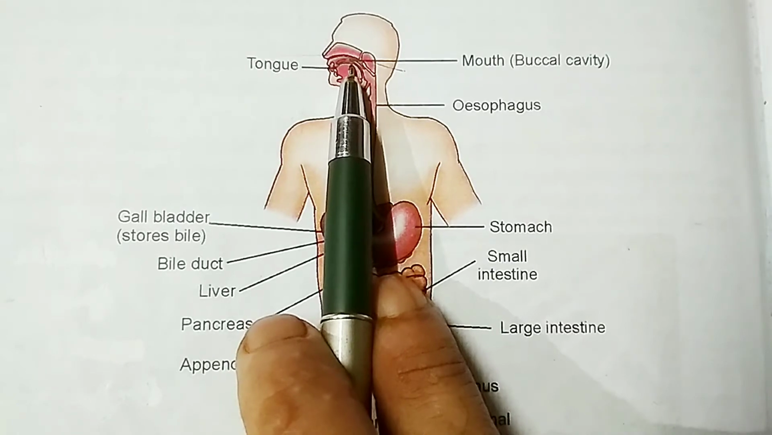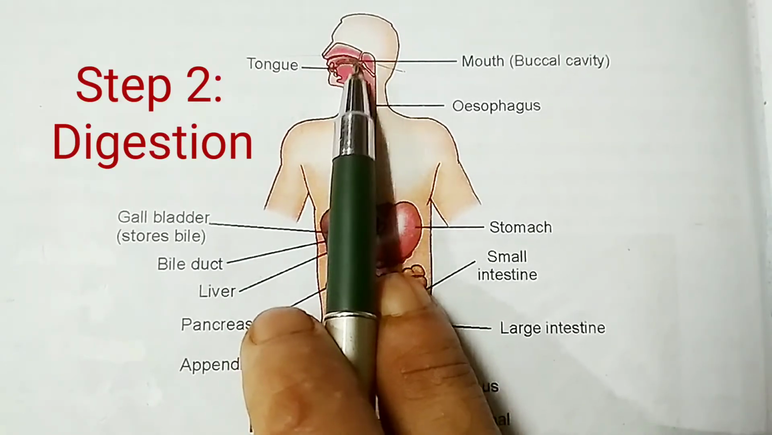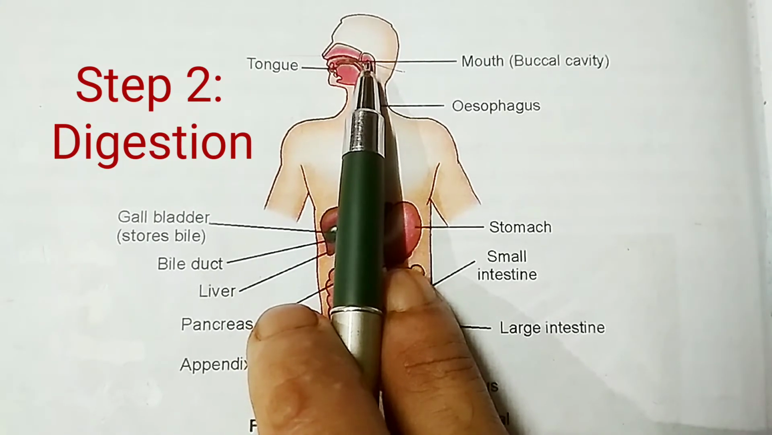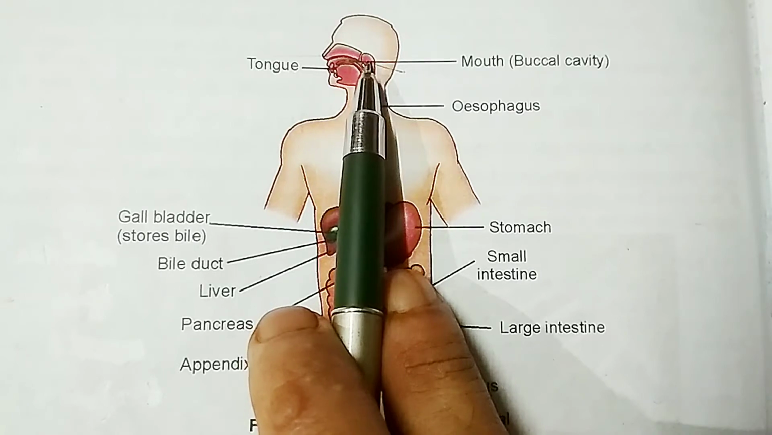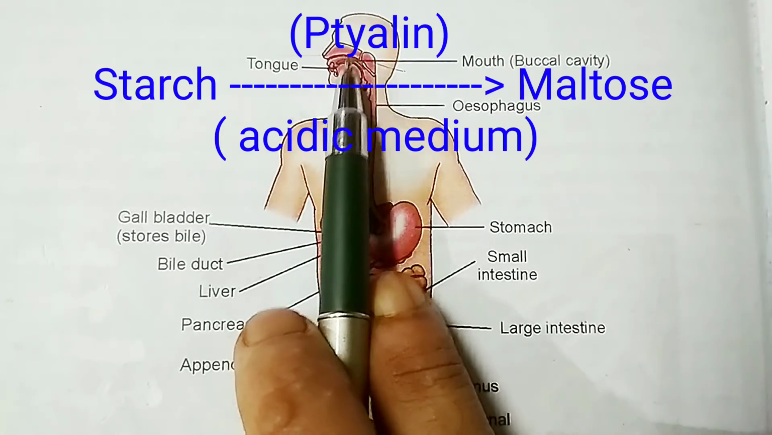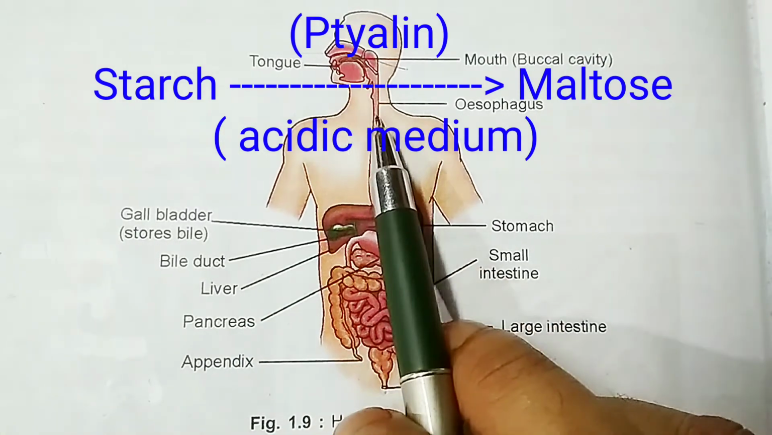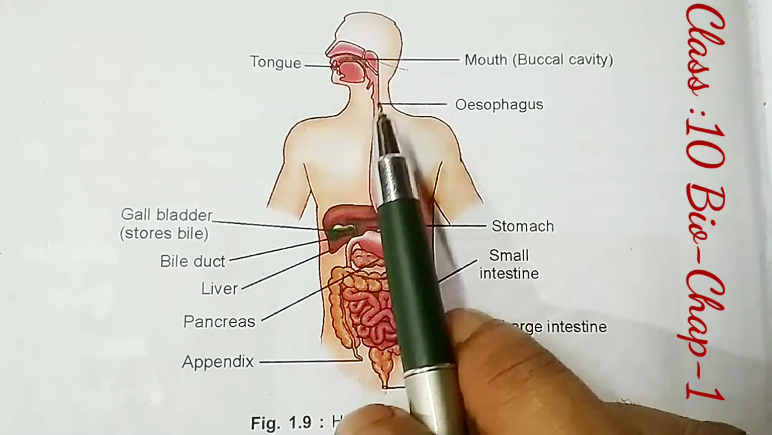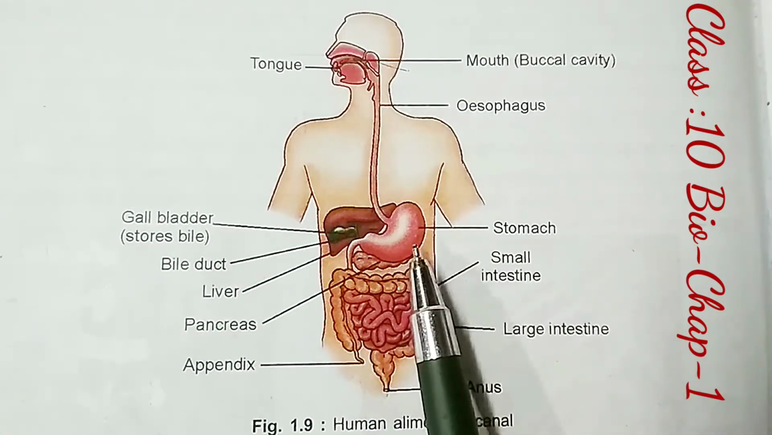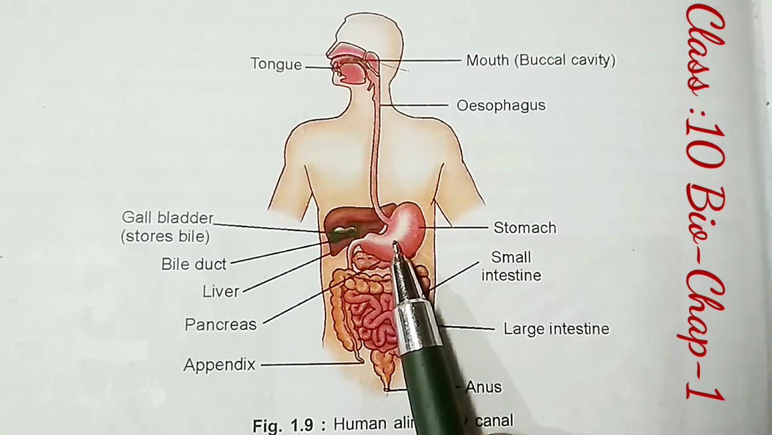Inside our mouth, 3 pairs of salivary glands pour saliva into the mouth cavity. Saliva contains an enzyme called salivary amylase or ptyalin, and this ptyalin breaks starch and complex carbohydrates into maltose. From the mouth, food passes to the esophagus where no digestion takes place. From the esophagus, food passes to the stomach. Here the food is received, stored, and mixed with gastric juices.